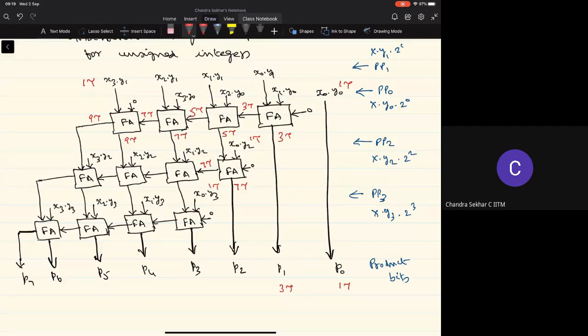So this also will be available at 7 tau, right? Now let's mark the time at which the other outputs are available. You can see that this third full adder here is getting both the inputs, that's the carry input and also this input from the previous level of the full adders, at 9 tau, right? So the outputs will be available at 11 tau, right? And this will be available at 13 tau.